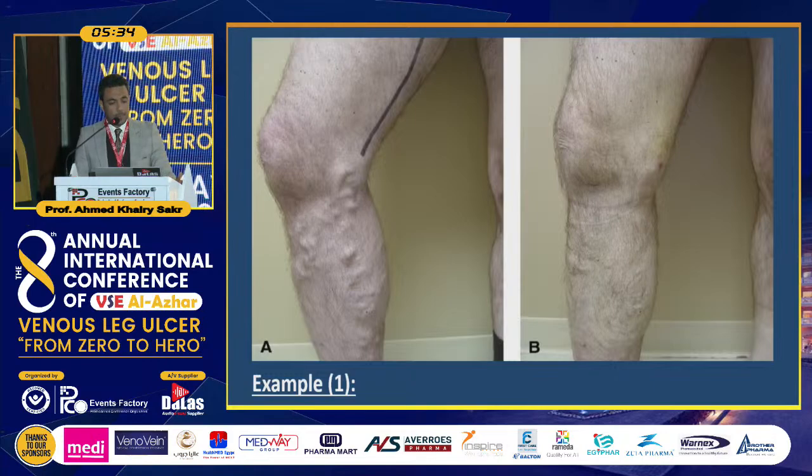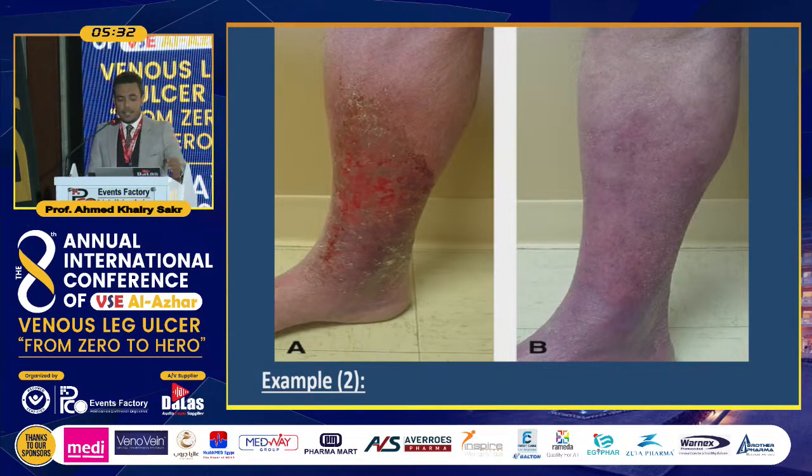number 3. The second example, a patient with active pigmentation, according to CEAP 4 and venous clinical scoring system 16. 4 months after treatment, the patient remained clinical CEAP 4, but the total score of the venous clinical scoring system regressed to be 9.